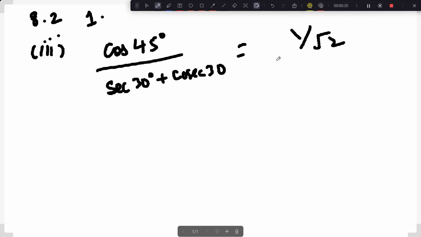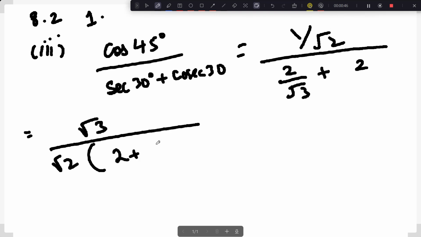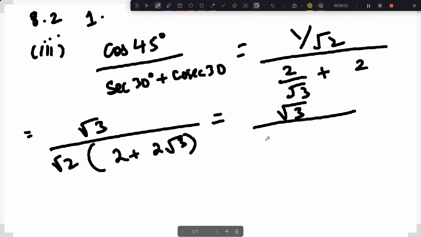So what is cos 45? 1 by root 2. What is sec 30? 2 by root 3. What is cosec 30? 2. So we could just leave the answer in this manner also, right? We can just leave the question or the answer in this manner. But what they want us to do is keep irrational numbers on the numerator.